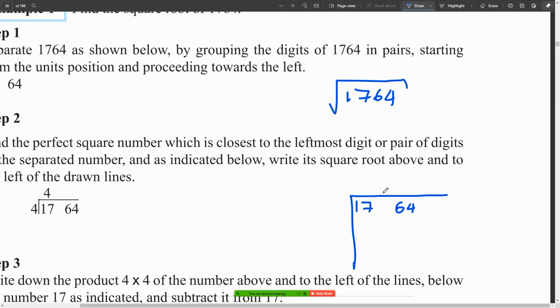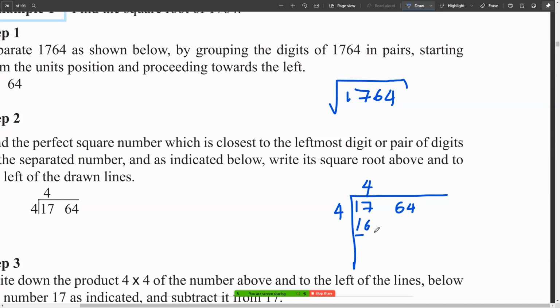To find the square root, first of all you need to determine the perfect square root value that can be obtained from a value which is lower and nearest to this 17. It means that 17 doesn't have a perfect square root value. But the lowest nearest, 16, has a perfect square root value of 4. So you need to write 4 here, and again the value which you write here should be written here, and again 4 into 4, it's 16.